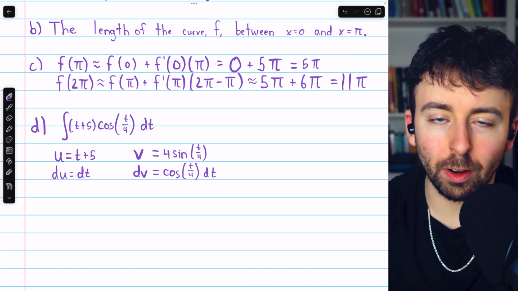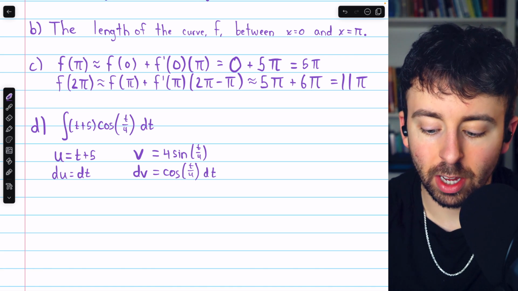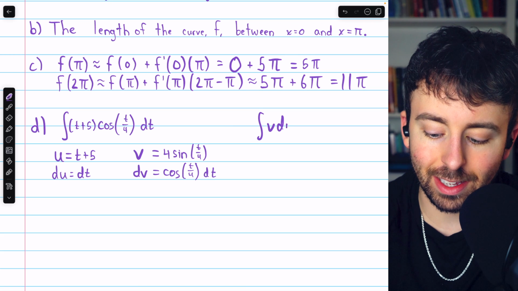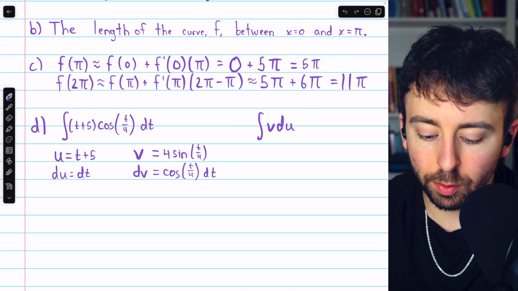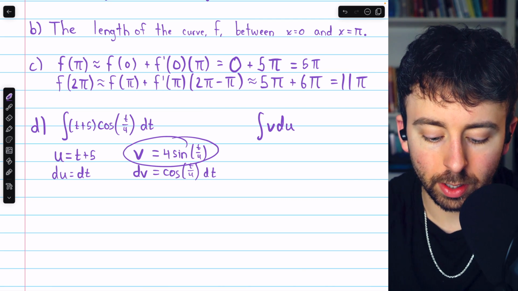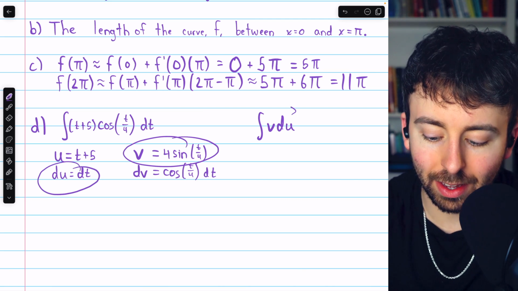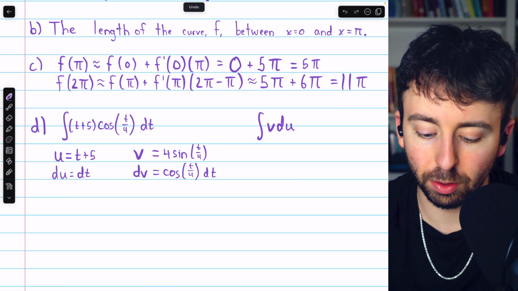Now, we should just check real quick. When we use integration by parts, we have to integrate v du. Is that something we can integrate based on our choices here? Well, v is 4 sine of t over 4, du is dt, so yes, we could definitely integrate v du. This will be very easy.